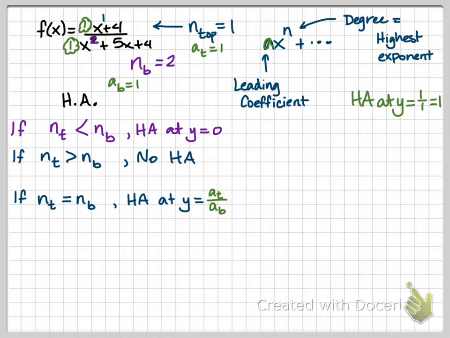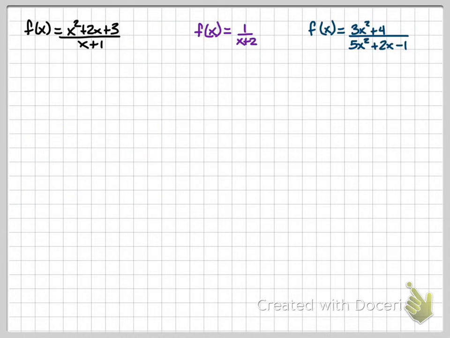So let's look at some more examples. Here are 3 examples. For the first one, we have f of x equals x squared plus 2x plus 3 divided by x plus 1. We look at the degree of the top and the bottom. The degree of our top is a 2 because our highest exponent is a 2. The degree of the bottom is just a 1 because we only have one x. So the degree of the bottom equals 1.